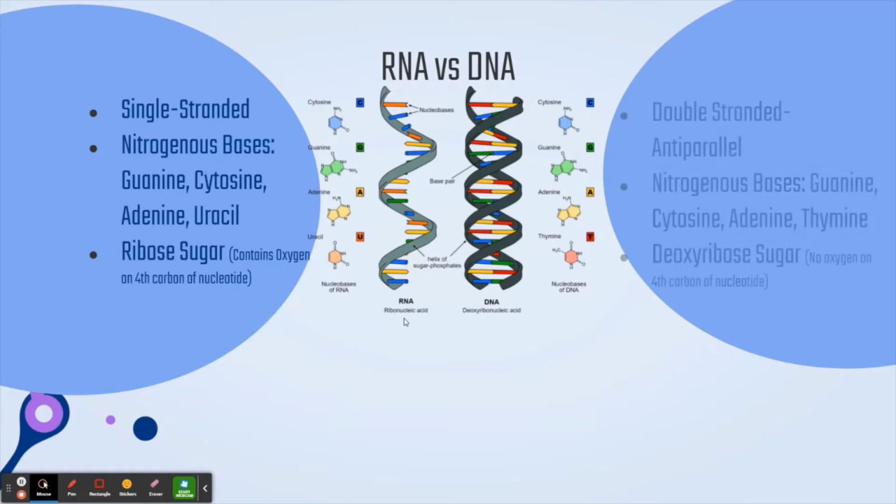And we can compare this to DNA, which is double-stranded and is anti-parallel, which means one strand will be facing the opposite of the other. And its nitrogenous bases are almost the same as RNA. They are C, G, A, and T. So instead of the uracil, it will have thymine. And because DNA is called deoxyribonucleic acid, it will have a deoxyribose sugar, which means there's no oxygen, deoxy, no oxygen on the 4th carbon of the nucleotide.